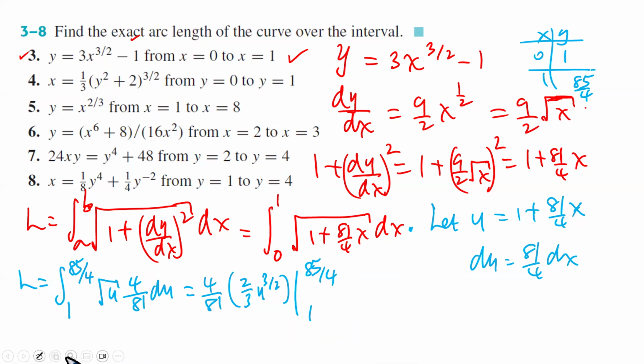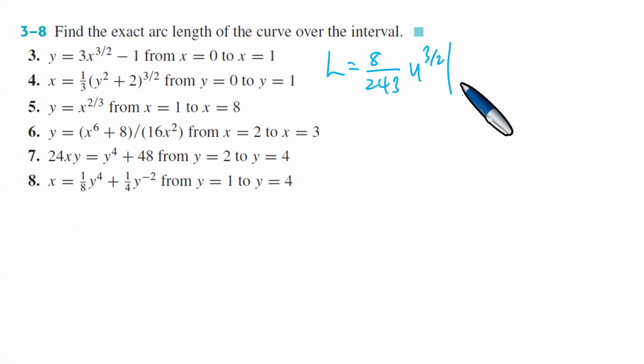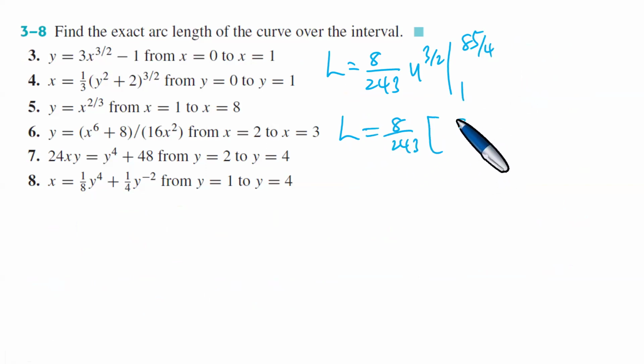Okay, 1 to 85 out of 4. Let's substitute everything here. 8 out of 243. 85 out of 4. 3 over 2 subtracted 1. And this is the answer. Right, this is the answer. It can be written in so many ways.